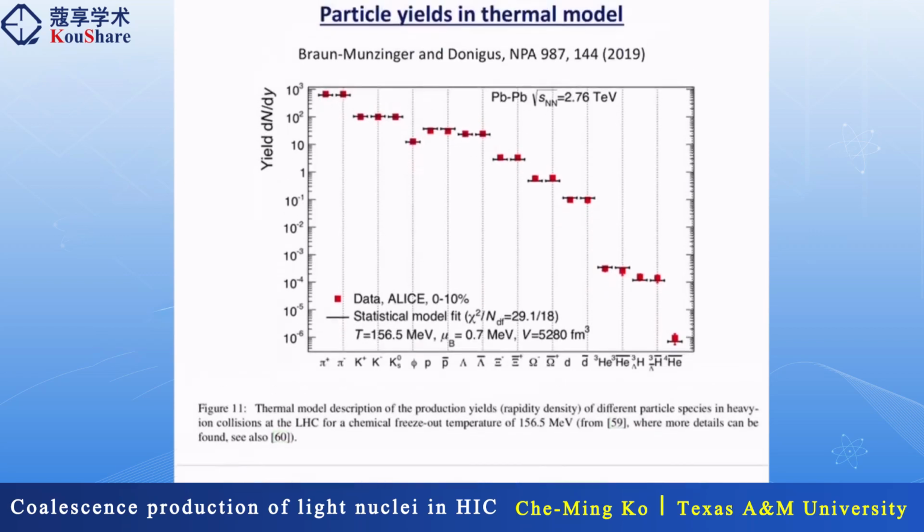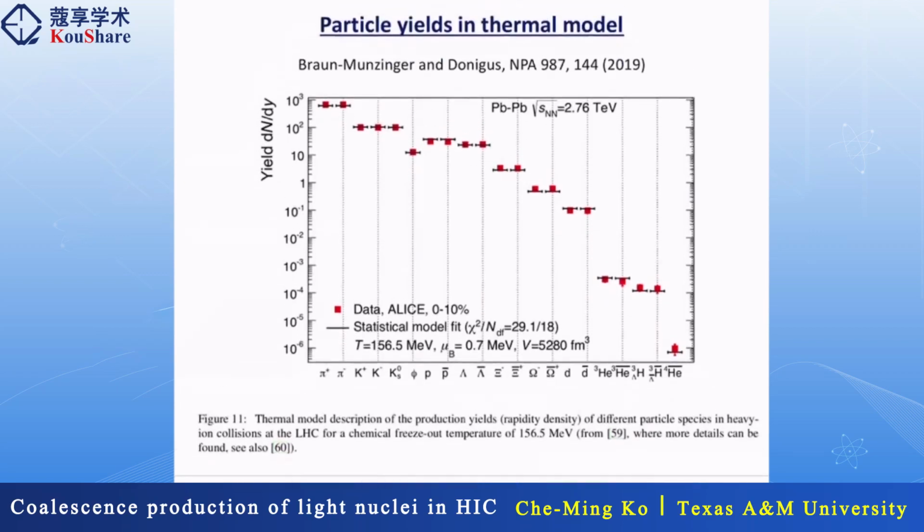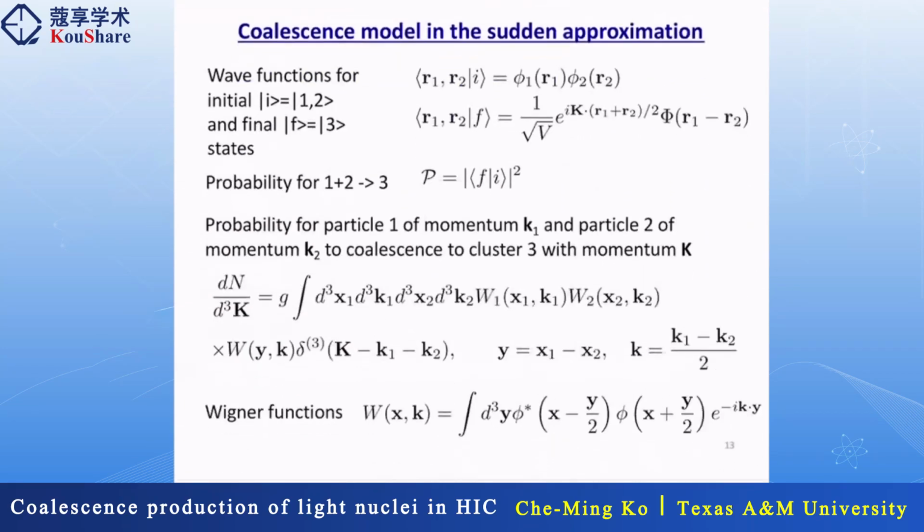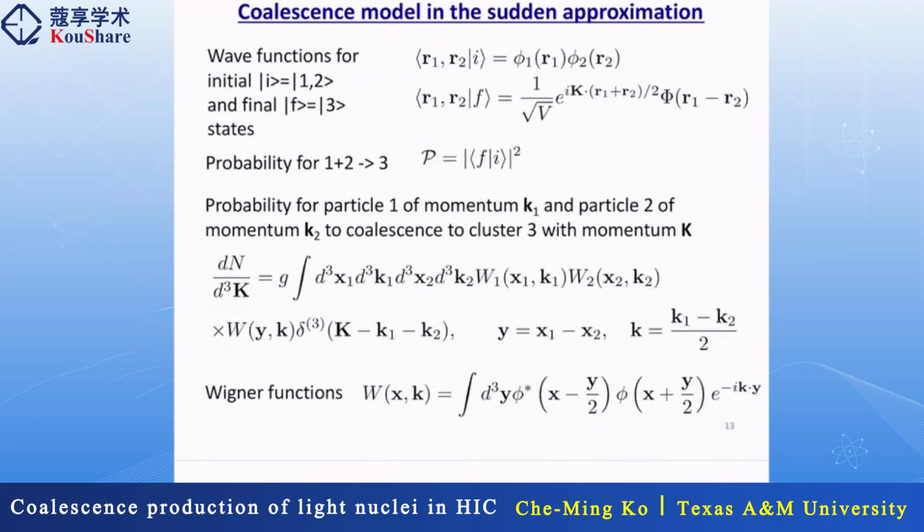But the coalescence model is based on the assumption that nuclei are produced at the kinetic freeze out, whereas thermal models assume that nuclei are produced at the chemical freeze out. How do we reconcile the two? So let's go back to study the coalescence model explicitly.